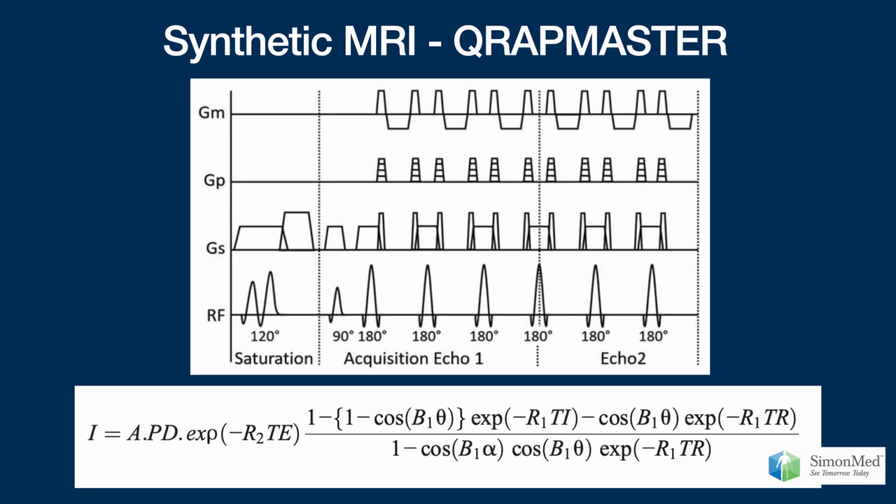This is the pulse sequence diagram and signal intensity equation for each voxel. The terms are mostly familiar, including proton density, TE, TR, and TI. The novelty comes from R1 and R2, relaxivity constants that represent the inverse of T1 and T2. These can be calculated because of the timing structure of the pulse sequence.